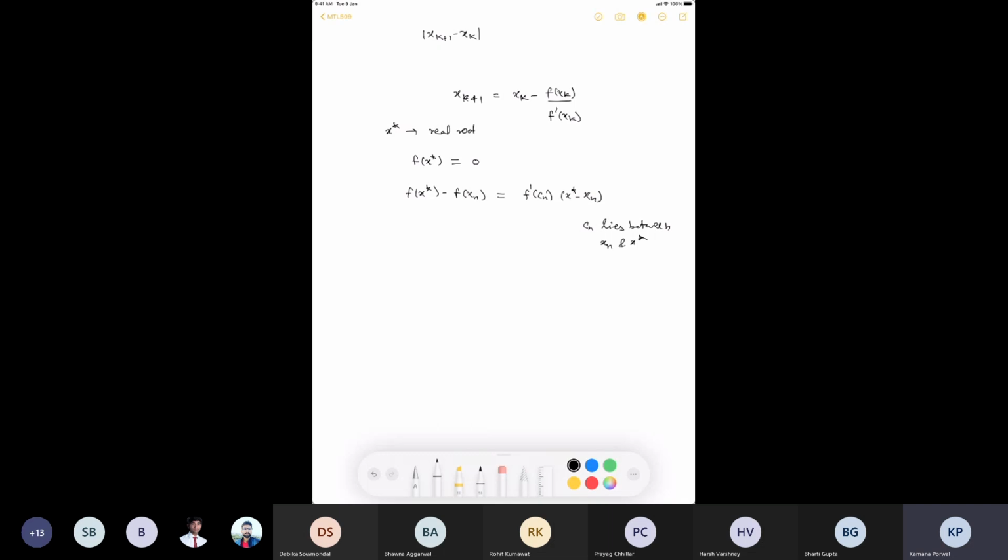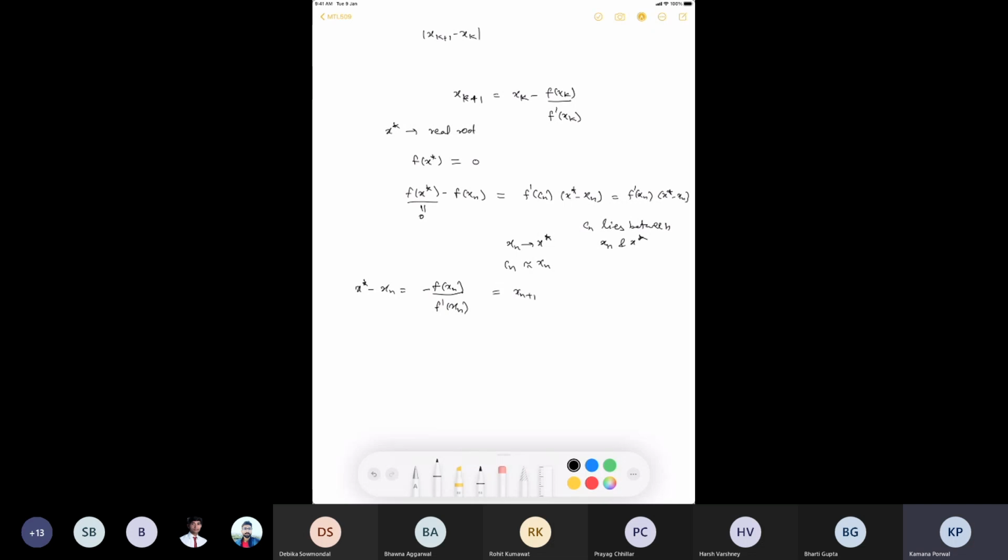Okay, so what happens if my x_n converges to x star, which means that I'm going to take a very large n. For a very large n, c_n can be approximated by x_n itself, right? If n is very large, c_n will be very close to x_n. So this is nothing but f prime of x_n times x star minus x_n. Or what I have from here is that x star minus x_n equals minus f(x_n), because f of x star is zero, divided by f prime of x_n, which is nothing but x_{n+1}.